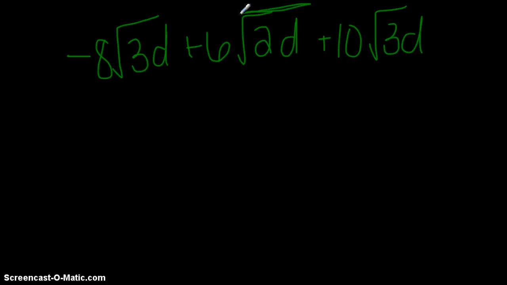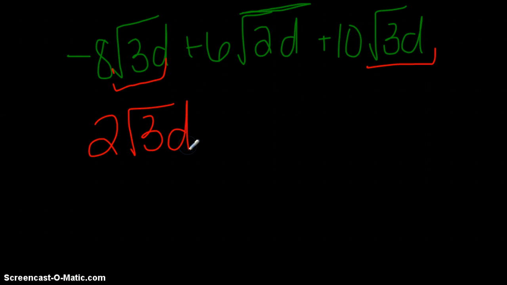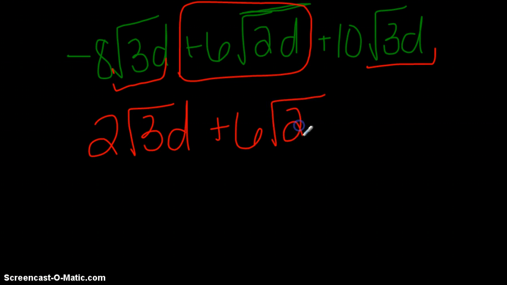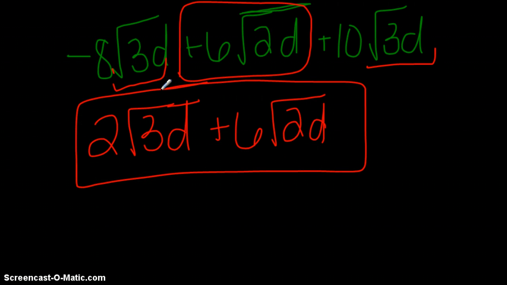All right, hopefully I gave you enough time to figure that one out. So what you should have noticed is you've got 2 terms here that can be combined and 1 term that cannot. So the ones that have the 3d, since those are like, those can be combined. So I'm going to have negative 8 plus 10, and negative 8 plus 10 is 2 root 3d. And then I have this positive 6 root 2d that cannot be combined with anything, so that is my final answer. This would be one that you would say cannot be simplified. That's as simple as it can get. Good job, guys.